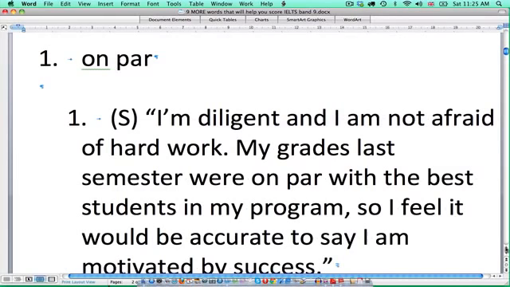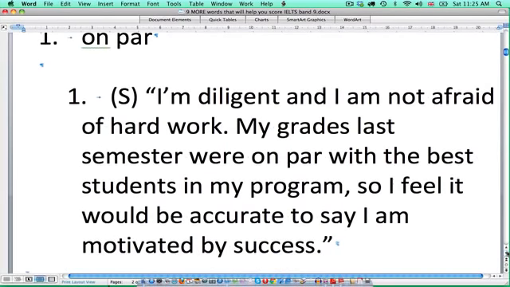My grades last semester were on par with the best students in my program, so I feel it would be accurate to say I am motivated by success. Okay, and here all we're saying is that the community of best students in the program had marks that were similar to the marks that you had, so you're indirectly saying that you are among the strongest students in your program.